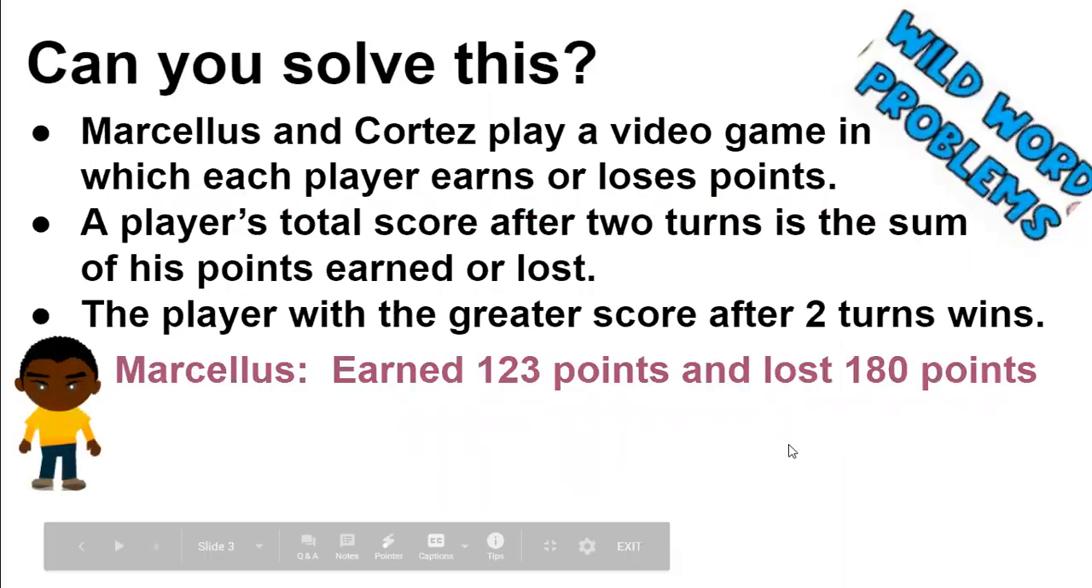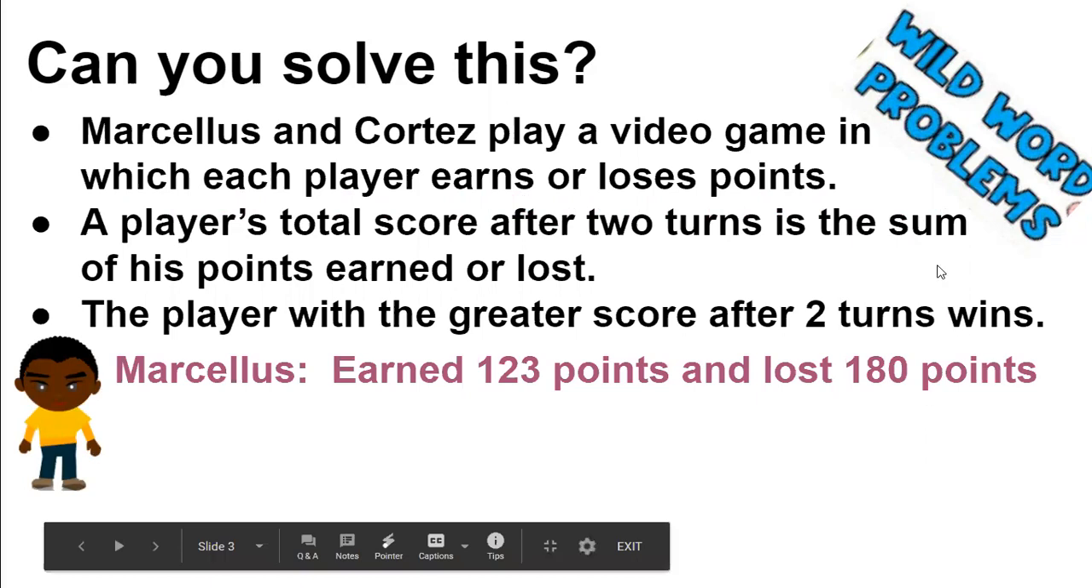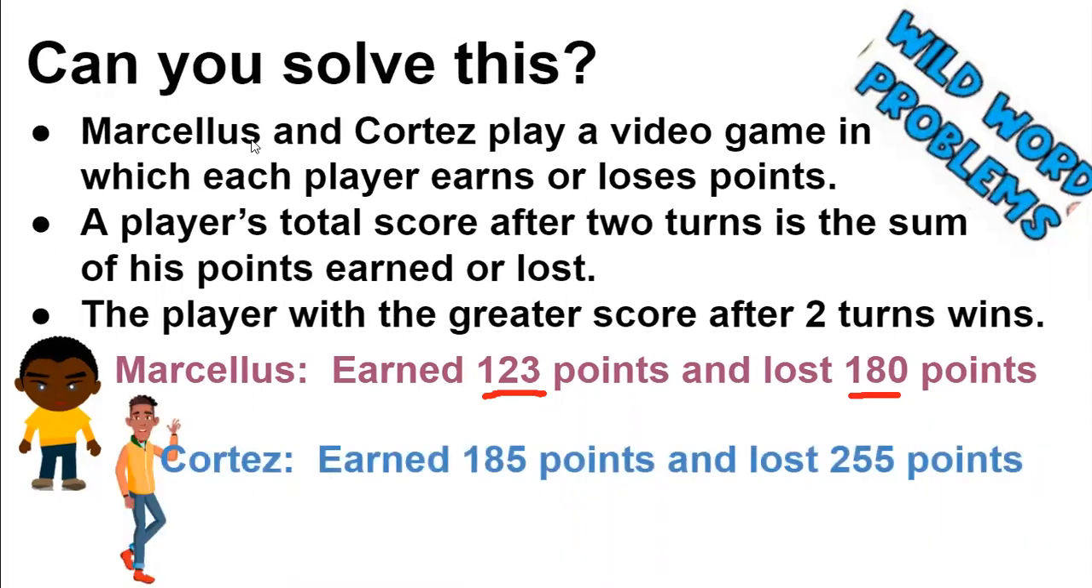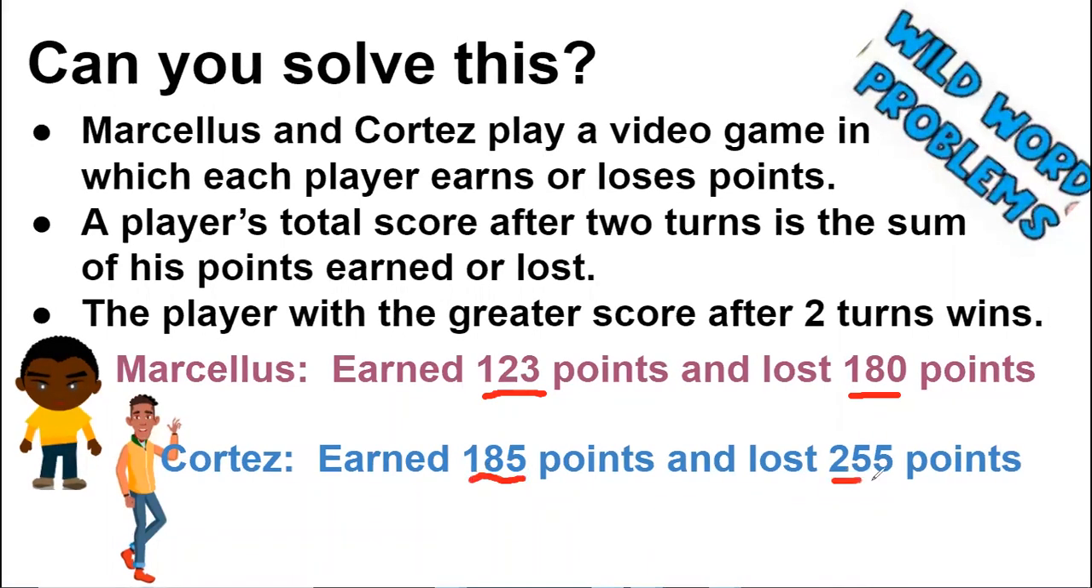So Marcellus, he earned 123 points and he lost 180 points. It's always good in a word problem to underline the numbers you're going to be working with. Let's look at Marcellus. Oh, that is him. Let's look at Cortez. Cortez earned 185 points and he lost 255 points.